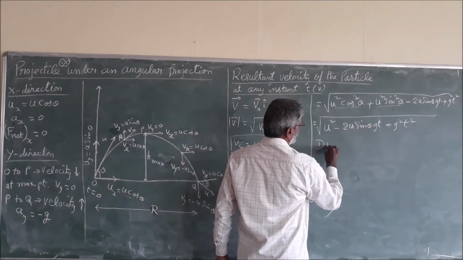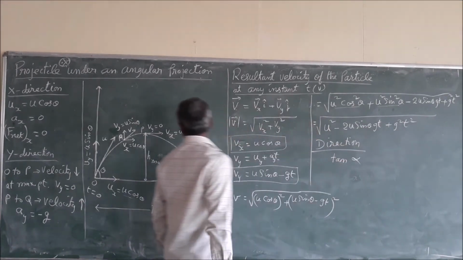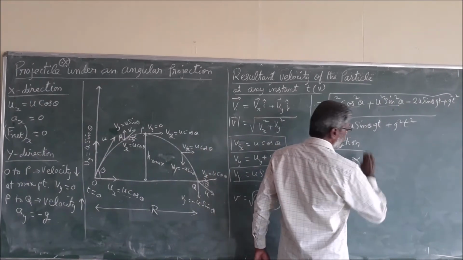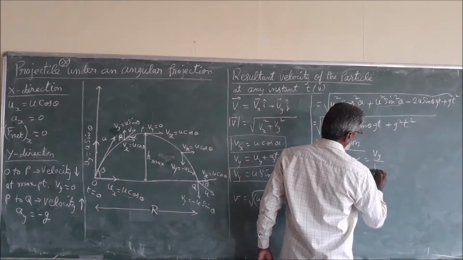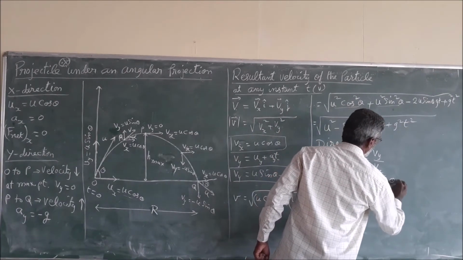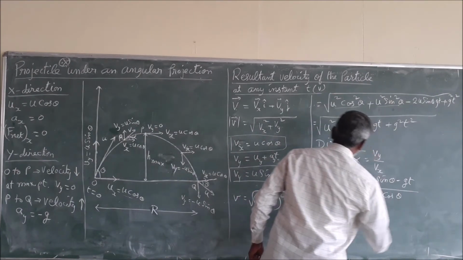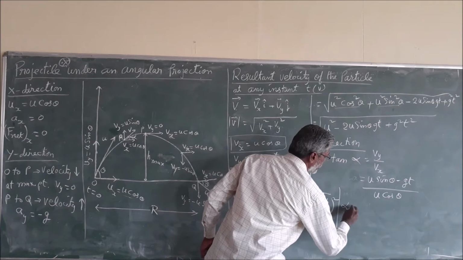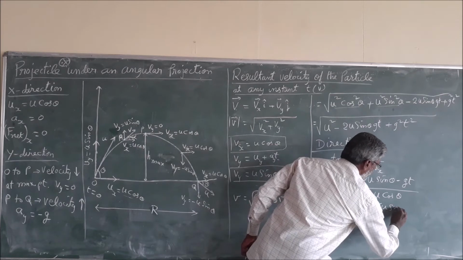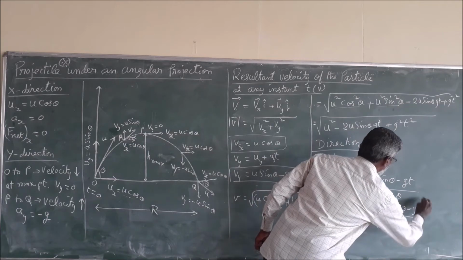Now we are going for direction. tan alpha. Here the angle will be alpha. So tan alpha is equal to opposite by adjacent, that is Vy by Vx. Vy value is u sin theta minus gt, divided by Vx value, which is u cos theta. So I need only alpha. So alpha is equal to tan inverse of u sin theta minus gt divided by u cos theta.